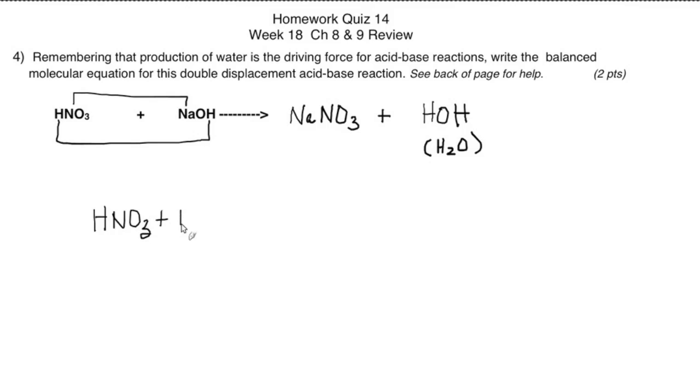So HNO3 plus NaOH yields NaNO3 plus H2O. And it looks like that is balanced just as it stands there. So that would be the answer to number 4.